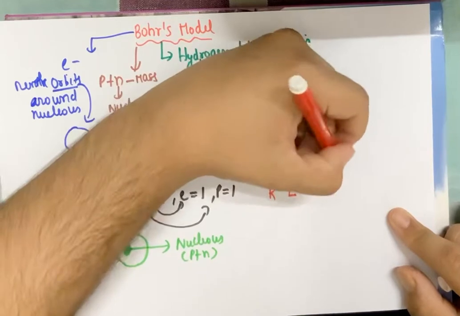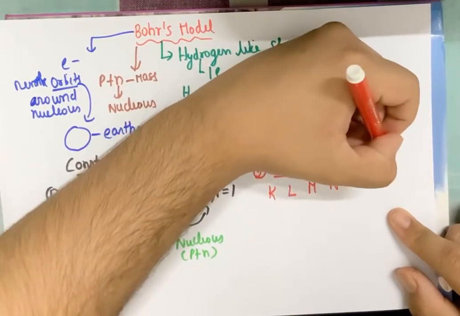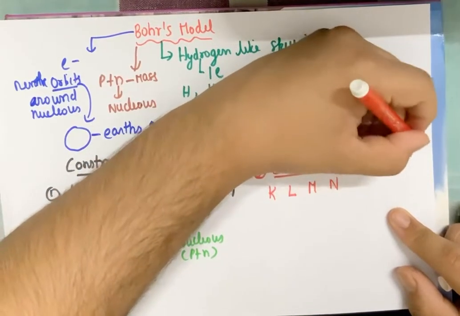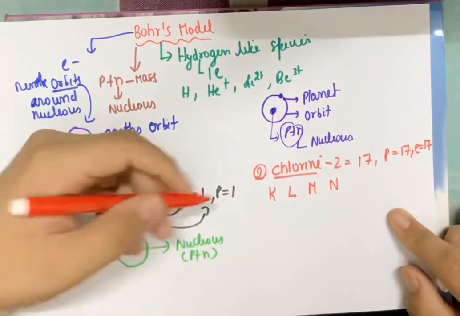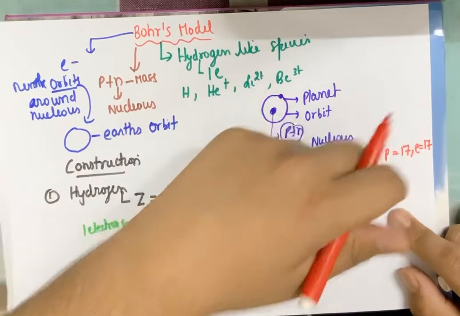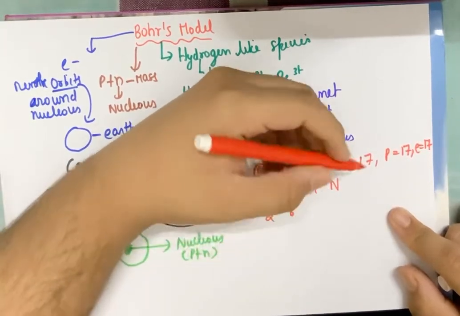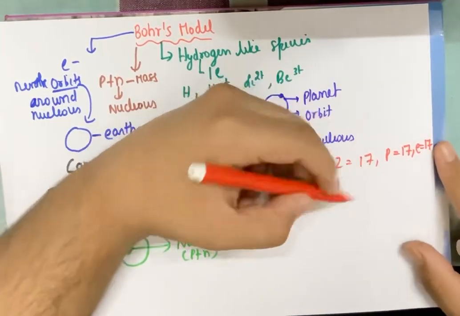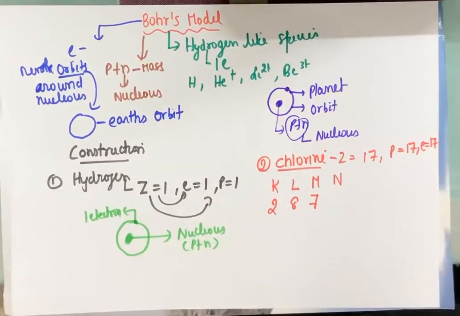Chlorine has atomic number 17. That means the number of protons and electrons are equal to 17. So the electronic configuration: in the K shell the maximum electrons are 2, in the L shell the maximum is 8, that is 10. In the M shell the maximum is 8, I have 7, so I give 7 here. So 2, 8, 7 is the electronic configuration of chlorine.